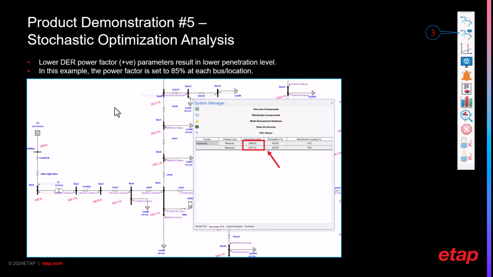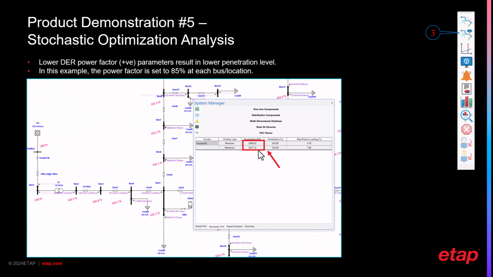Another factor that also plays into the performance is power factor. So in the DER location page of the study case editor, for each bus you have an option to provide the power factor. In this example, we have 85% power factor set as a standard for each bus, and that provides a minimum and maximum hosting capacity of close to 2099 and 2877 kilowatt respectively.